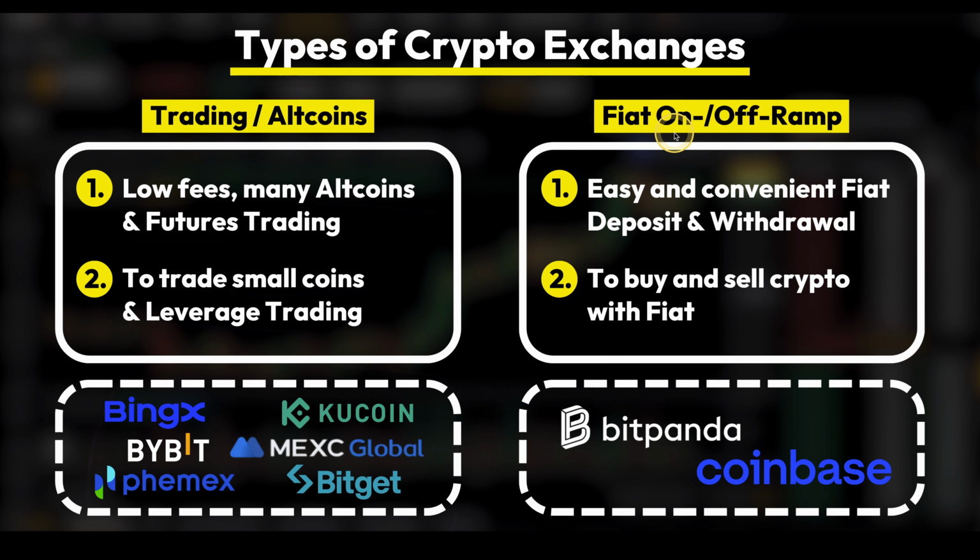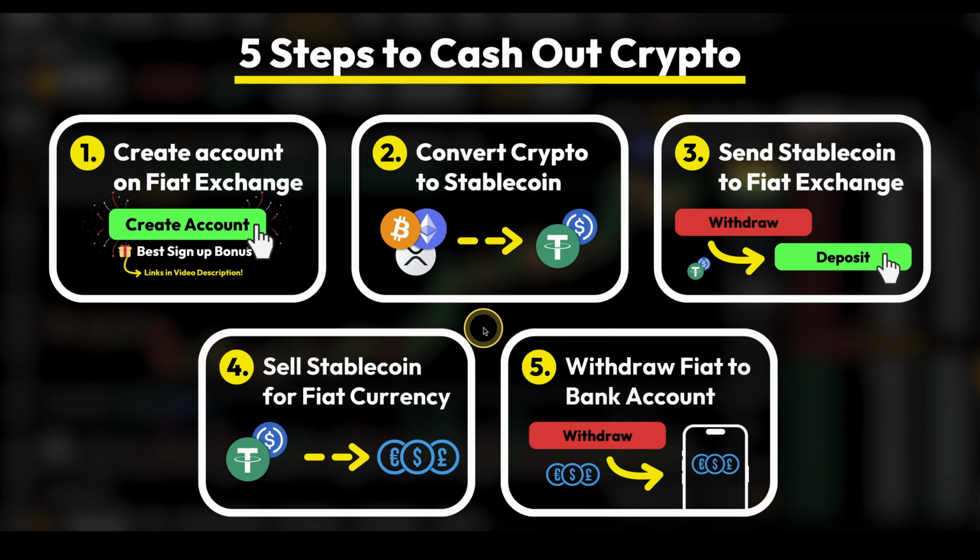On the right side instead, we have the so-called fiat on and off ramp exchanges. They have the benefit of very easy and convenient fiat deposit and withdrawal methods. So whenever you want to interact with your own bank account in your local currency, such as euro, British pound, or US dollars, you can easily buy and sell crypto with your own fiat money. My favorite examples of this type of exchanges are Bitpanda, which is my personal favorite, but an also great alternative is Coinbase.